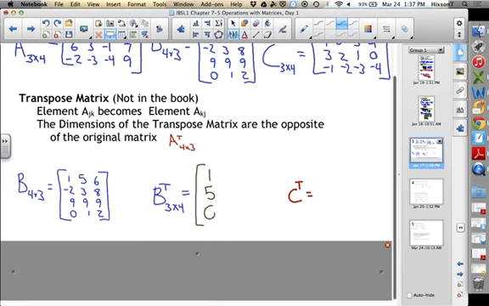So you'll notice the first row now becomes the first column. Everything else is going to act the same way. This second row is going to become the second column. The third row becomes the third column, and the fourth row becomes the fourth column.